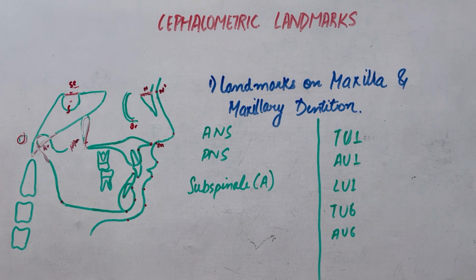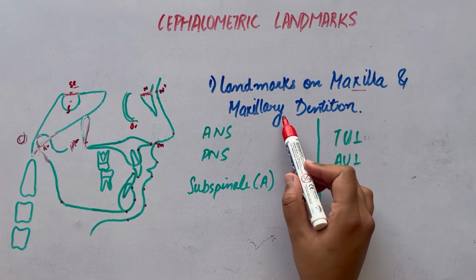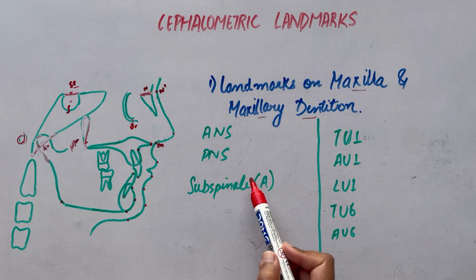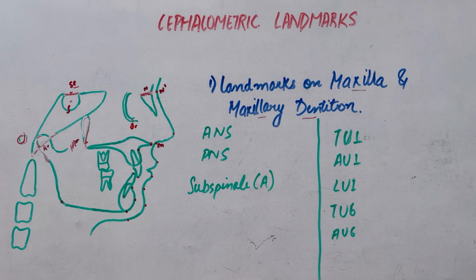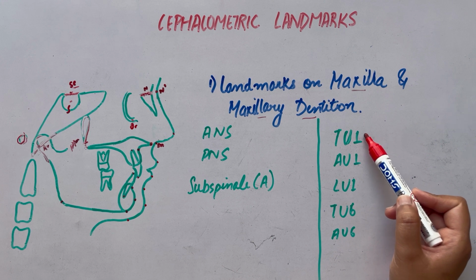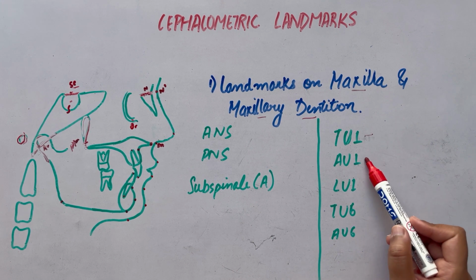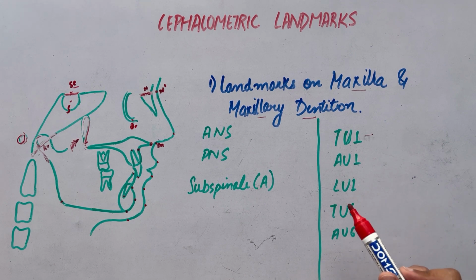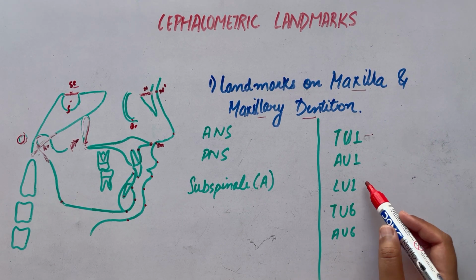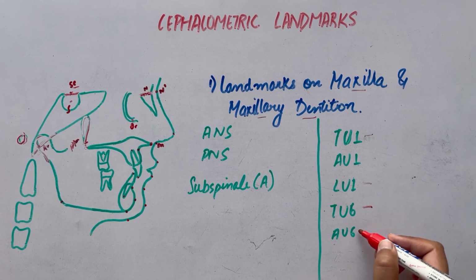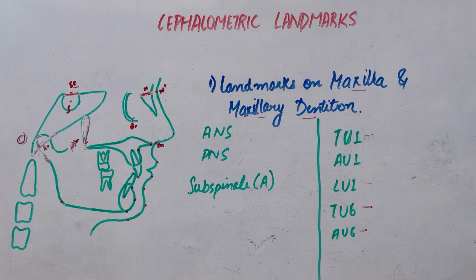So next we'll discuss the landmarks on maxilla and maxillary dentition. The points on maxilla are ANS, PNS and subspinale, that is point A. And on maxillary dentition at the top, the tip of the upper incisor, apex of the upper incisor, the labial surface of the upper incisor, the cusp tip of the mesiobuccal cusp of the first molar, and the apex of the mesiobuccal root of the first molar.